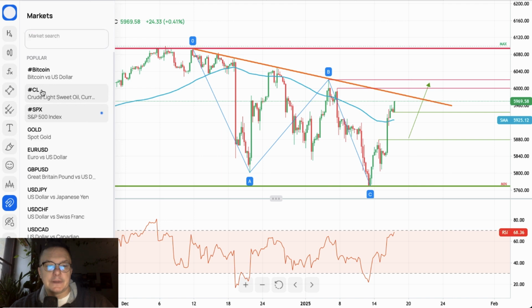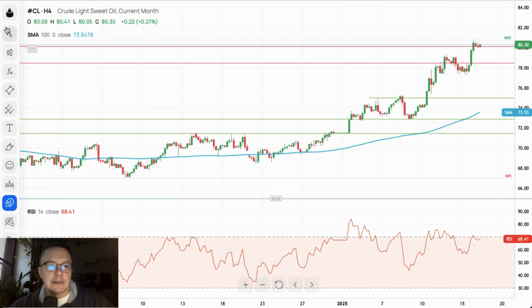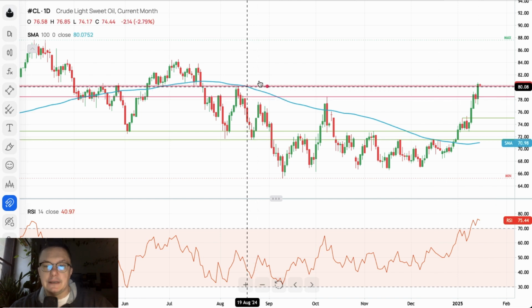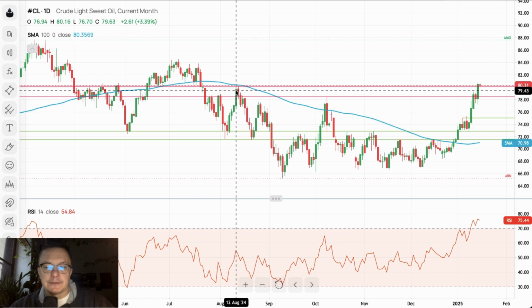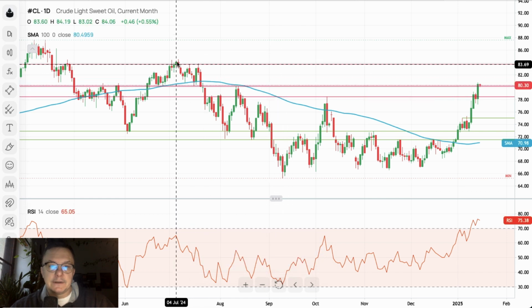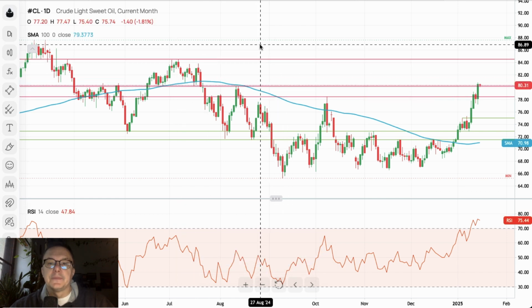Let's take a look at the crude oil at the daily time frame chart, maybe, because it looks like, there you go, we are breaking above the level of 80. So the highs from the August 2024 have been violated. The crude oil is the most expensive in at least 6 months. The next target, of course, is located higher. So the next target is located here, and this is 84.50.